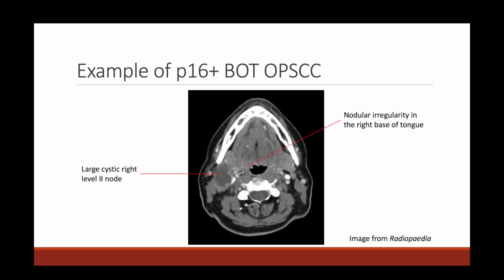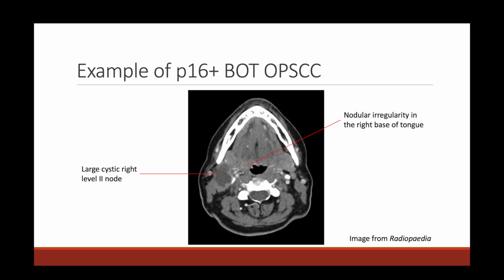I have an example here of a CT scan showing a P16 positive base of tongue oropharyngeal squamous cell cancer. I do think that head and neck cancers can be really tricky to see because anything that's involving the mucosa generally is really hard to see on a CT scan, so it really helps to administer contrast.